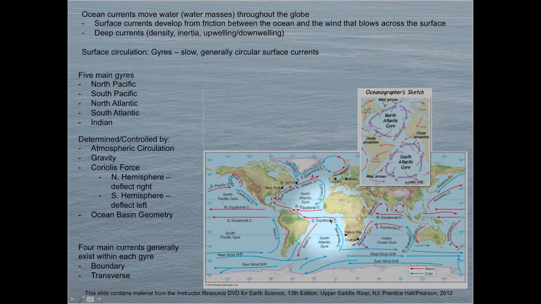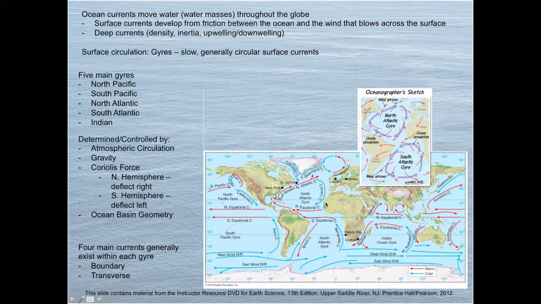In the southern hemisphere, in the southern Atlantic, you see a counterclockwise rotation of a gyre. In the equatorial and southern Pacific, you see another counterclockwise rotation. In the northern Pacific, clockwise rotation. In the Indian Ocean, which is in the southern hemisphere, you see a counterclockwise rotation. There are 5 main gyres in the world. We've just reviewed those: the North and South Pacific, North and South Atlantic, and the Indian.